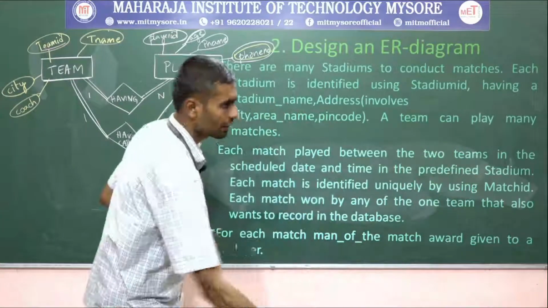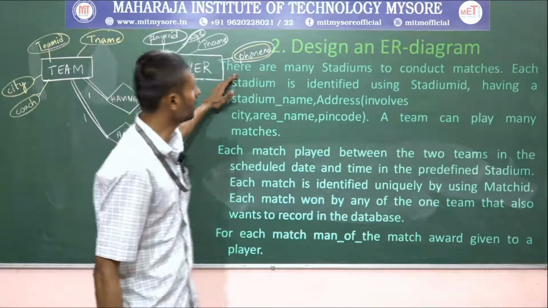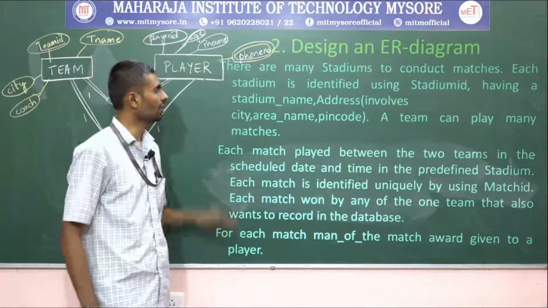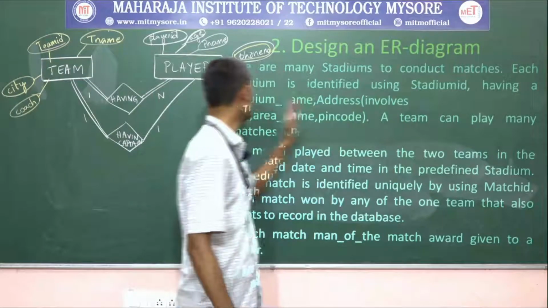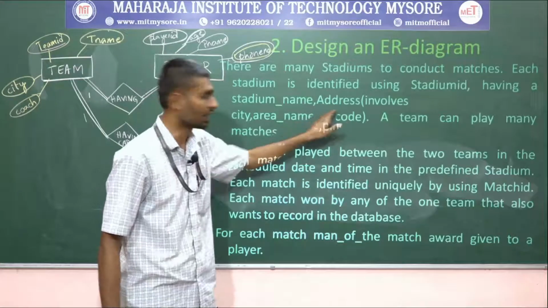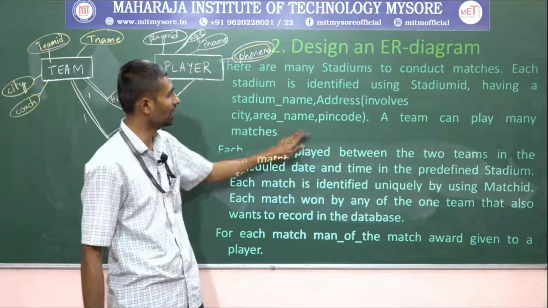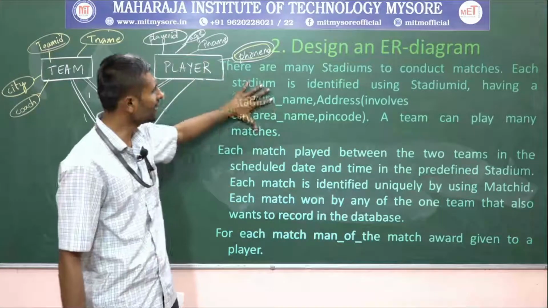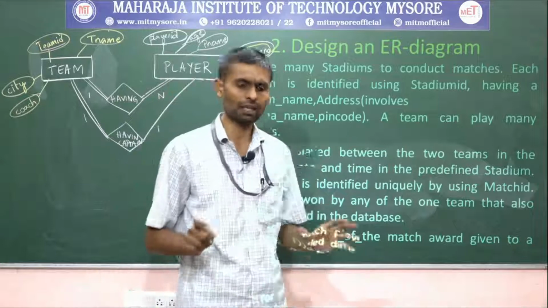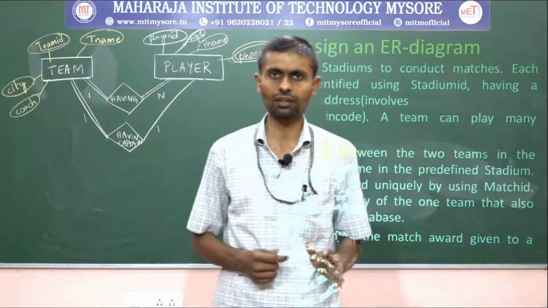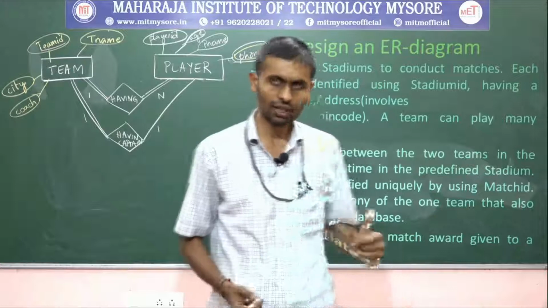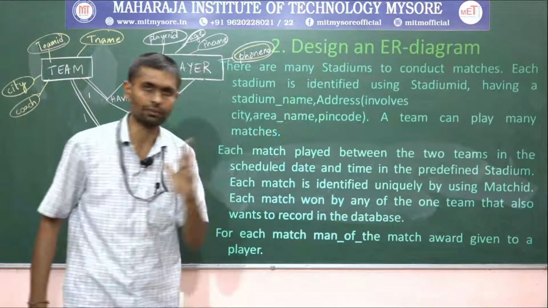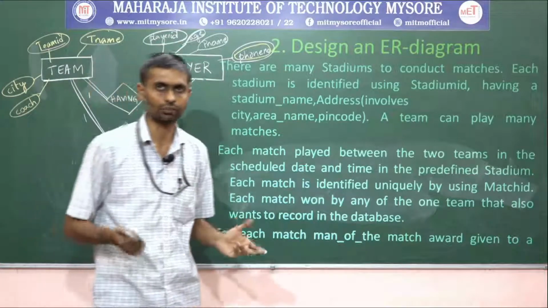So the next statement of the same scenario is, there are many stadiums to conduct matches. Each stadium is identified using a stadium ID, having a stadium name and address, where the address involves city, area name, pin code. A team can play many matches, right? So it's an indication that here they're describing how a match between the teams is going to be played, right? And they're talking about the stadiums. Usually the matches will be played in the stadiums only, right?